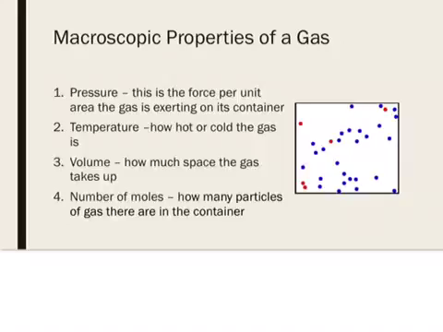The temperature has to be in Kelvin. Number 3, volume. This tells us how much space the gas takes up. And number 4, number of moles. This tells us how many particles of gas there are in the container.